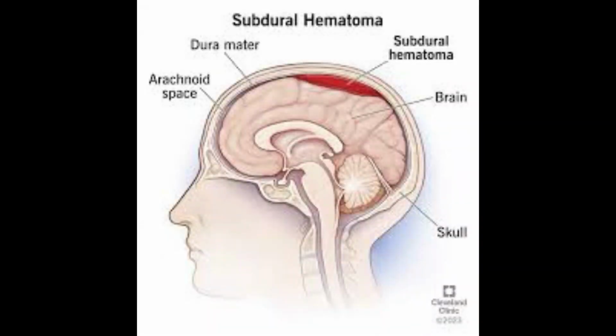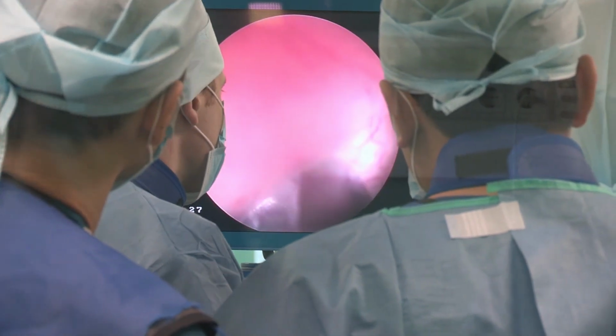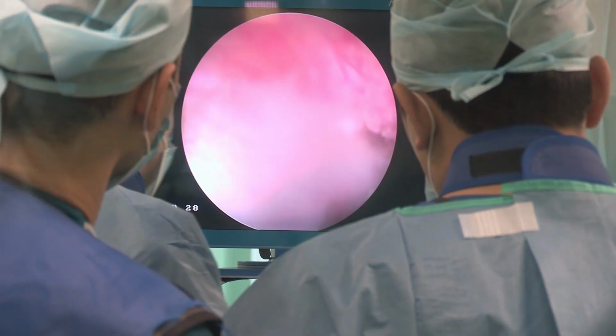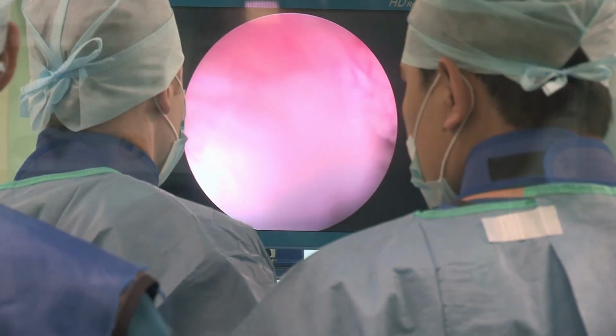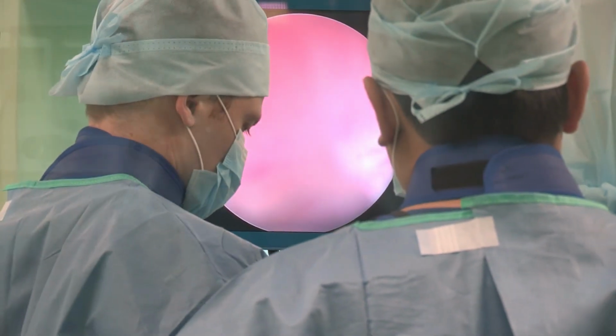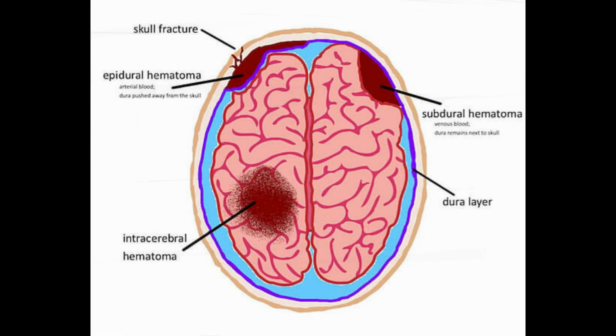Other complications include the formation of a hematoma or hemorrhaging. So the patient can have an epidural hematoma. This is where we have arterial bleeding between the skull and the dura mater. Or we can have a subdural hematoma. This is where we have venous bleeding between the dura mater and the arachnoid mater. Or we can have intracerebral hemorrhaging, which is where we have the accumulation of blood within the brain tissue.